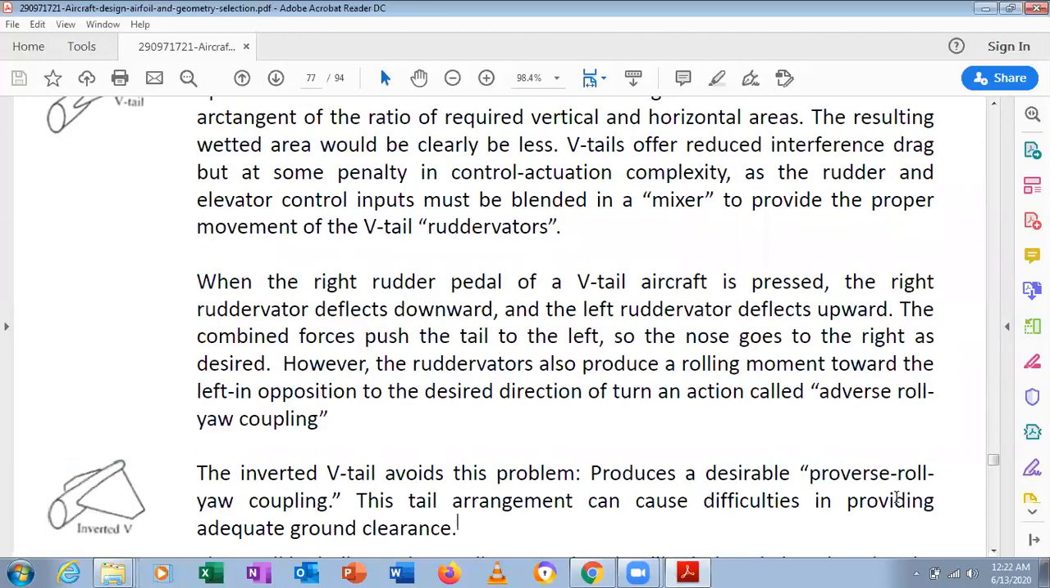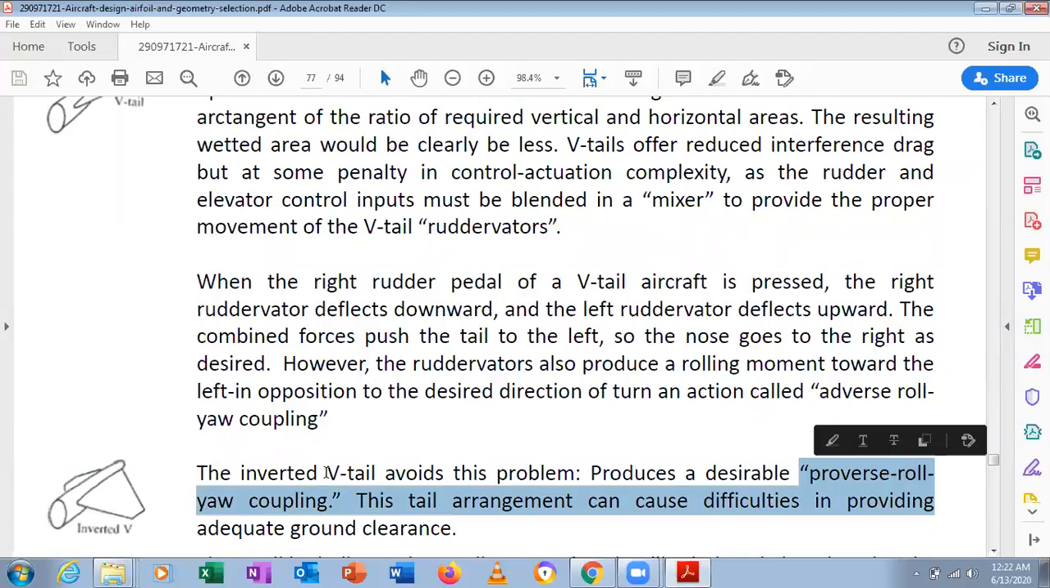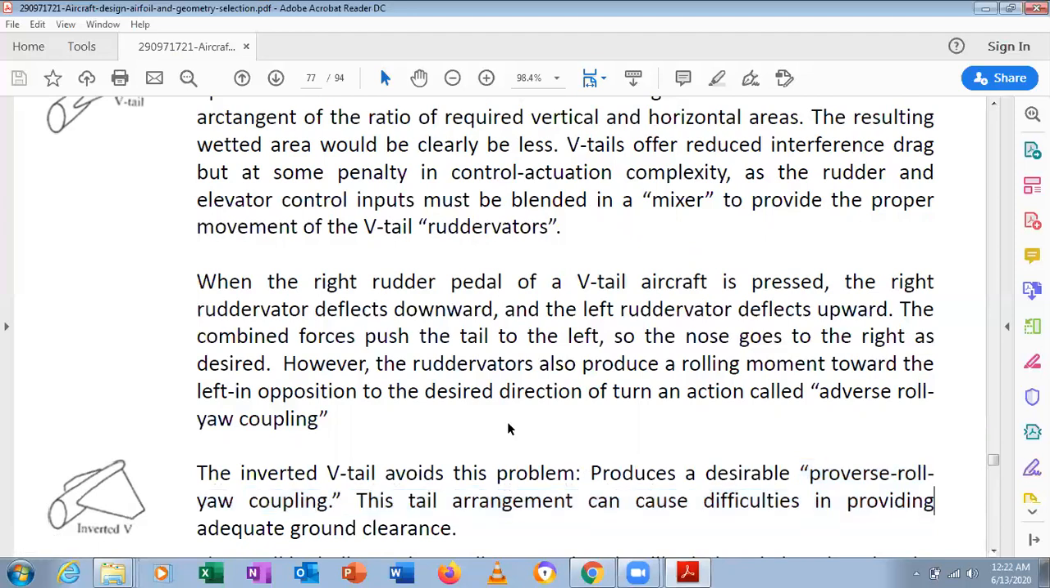And also we have another concept called proverse roll yaw coupling, that is, inverted tails. They are vertical and horizontal tails, called ruddervators. We call it V tail, and the inverse of the V tail is called the inverted V tail. You can see the position of it leads to the proverse roll yaw coupling. What is this proverse roll yaw coupling? The inverted tail avoids this problem and produces a desirable proverse roll yaw coupling.